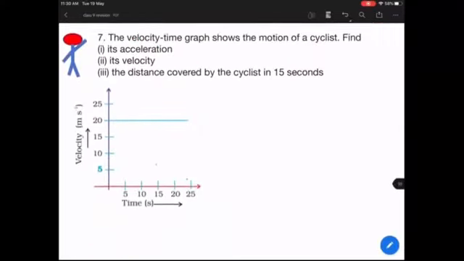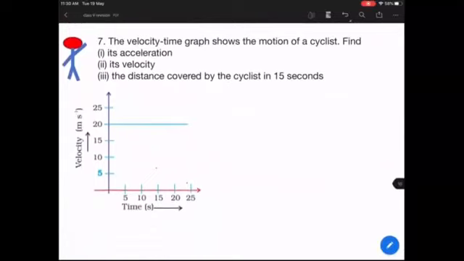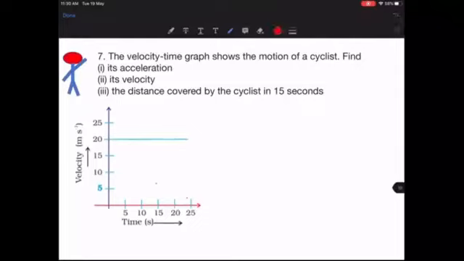Okay. Now let's move on to the next question. Again, I have given you another graph. Try and read and understand the graph carefully. The velocity time graph is shown here, and it is of a cyclist. You have to find the acceleration. You also have to find the velocity and the distance covered.